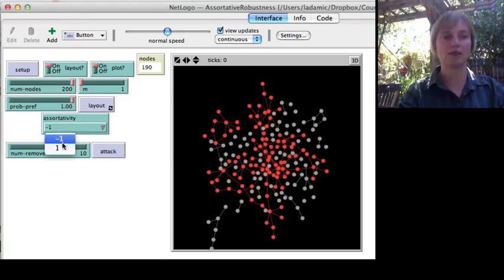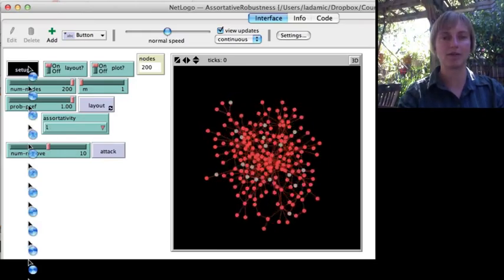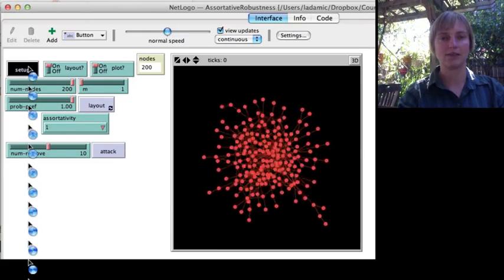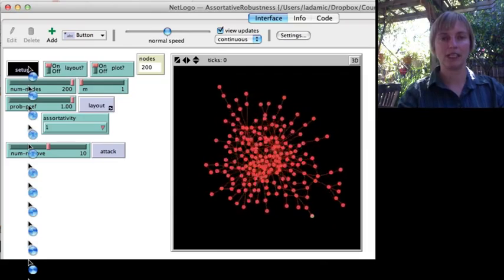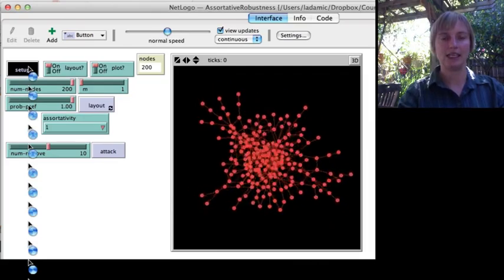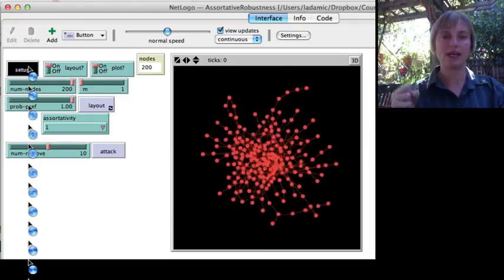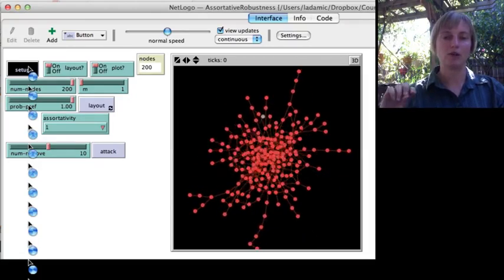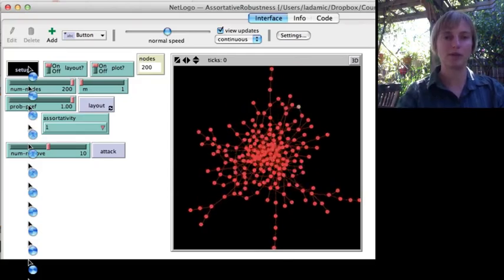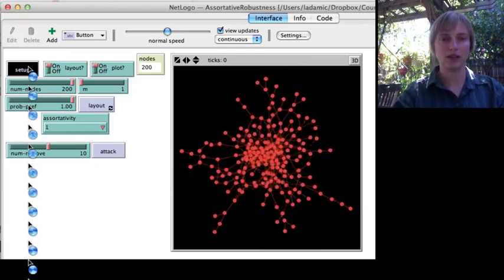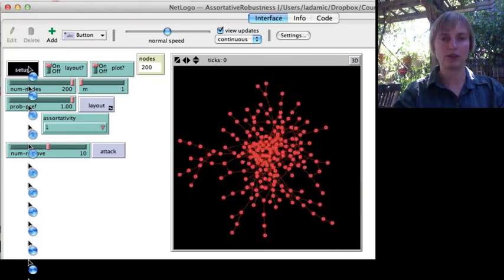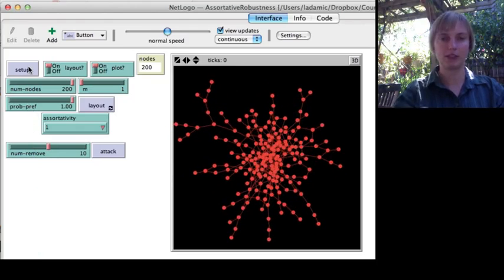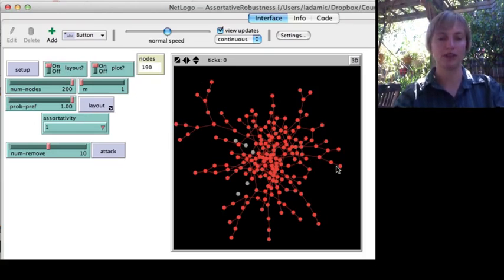Now let's grow an assortative network. You should see the high degree nodes clumping together and the low degree nodes being pushed out to the periphery. And hopefully it will finish rewiring soon. But definitely you see this dense central core. Now we're going to attack, and we can observe what happens. And here the red nodes are in the giant component.